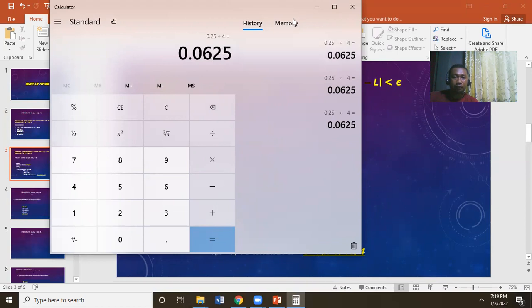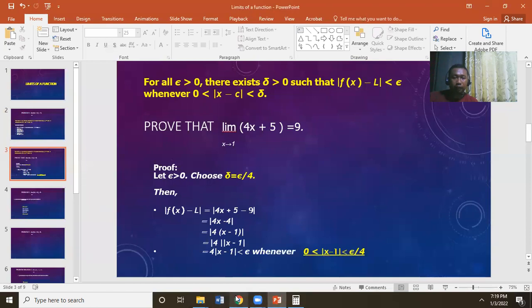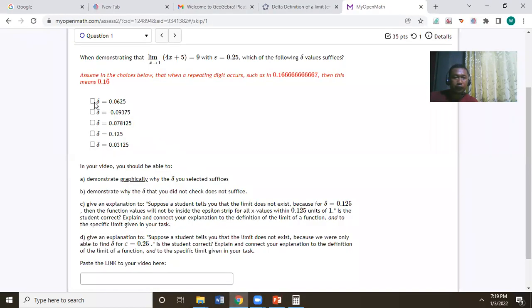So let's see on the graph. First, let's check the task here. We choose this one as the maximum value which can be seen inside the epsilon strip. Lesser than this value, we also have 0.03. So this is now a possible value of delta that suffices given the epsilon 0.25.